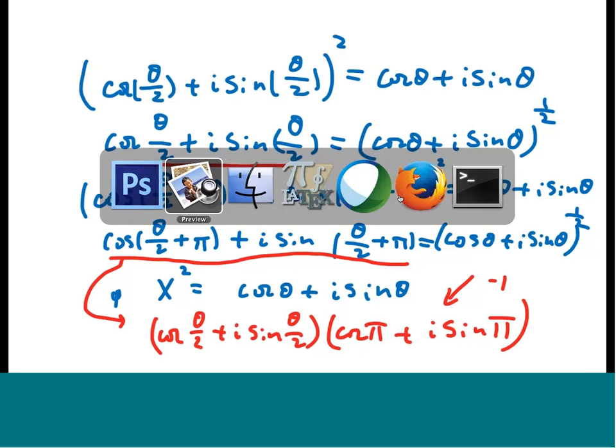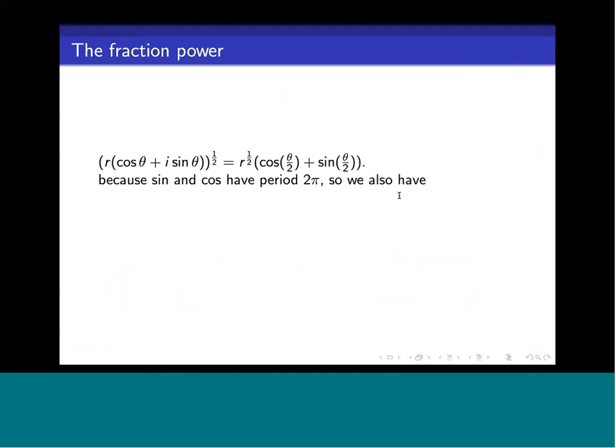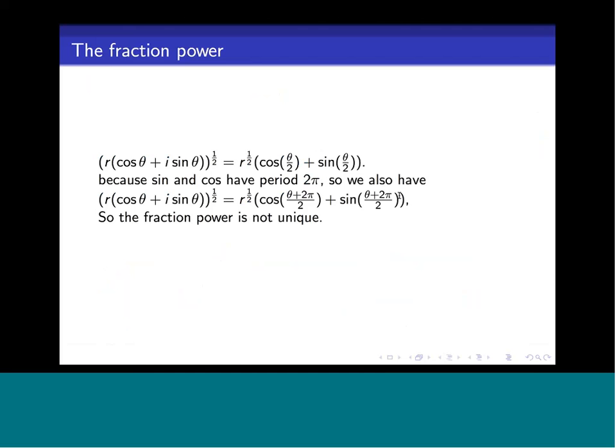Let's move on to what we have here. Because sine and cosine have period 2 pi, you can have that one. So the fraction power is very, very different from whatever you learned before. This is totally new. The fraction power is not unique. Essentially, as I already told you, this is just the square root of z and the minus square root of z.